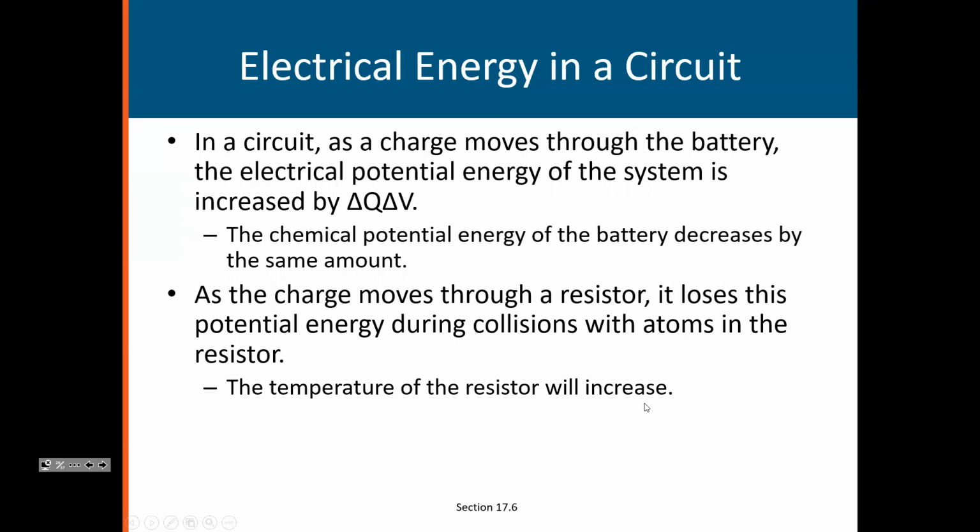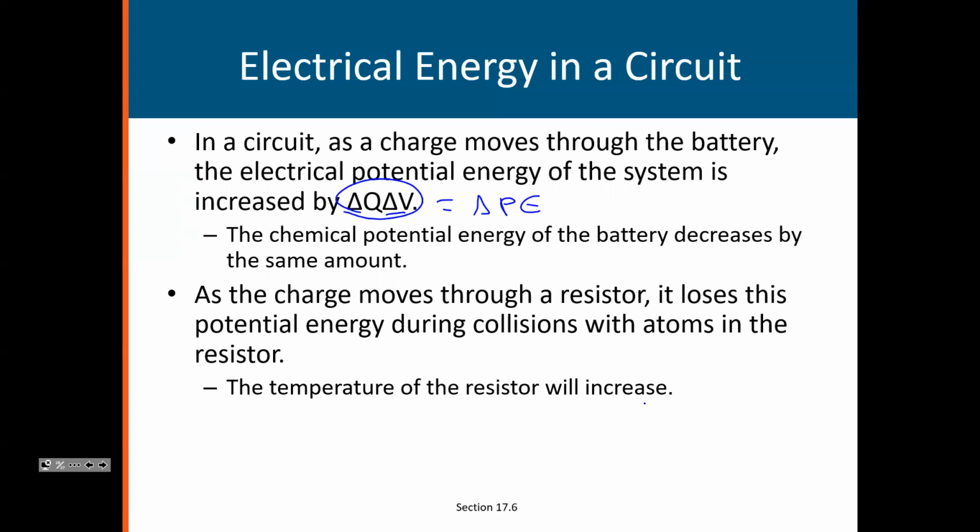Well, the electrons move in the opposite direction. The electrical potential energy of the system is increased by this amount, where delta V is the potential difference or voltage of the battery, and delta Q is the charge going through the battery. This is the change in potential energy. The energy gained as the delta Q charge moves from the negative end to the positive end is given by this equation.